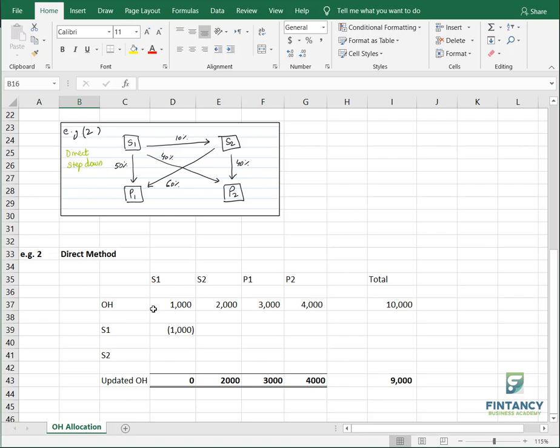Getting the story? Again, why is direct method called direct method? Because we ignore inter-service department relationship. I hope you got the point. So what I will do here, I will write not applicable. Because it is not possible in this method that I allocate from service 1 to service 2. Now my friends, if I don't allocate, there is a problem. Why? Because 50% is going to P1, so I will take 500 here, and 40% is going to P2, so I will take 400.